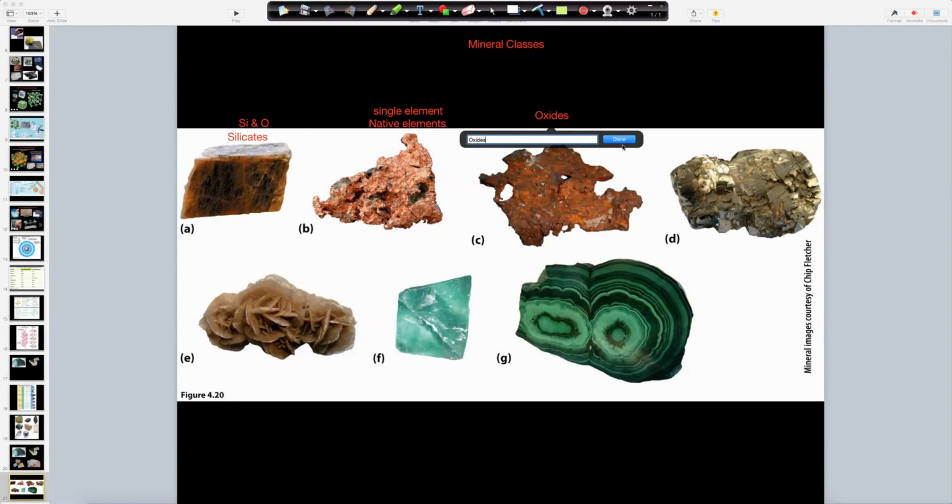Oxides. Oxides are a metallic cation. Metallic cations are things like iron, copper, aluminum, and others, and oxygen. So the oxides have a metallic cation, and oxygen's the anion. So like FeO, hematite is an oxide.